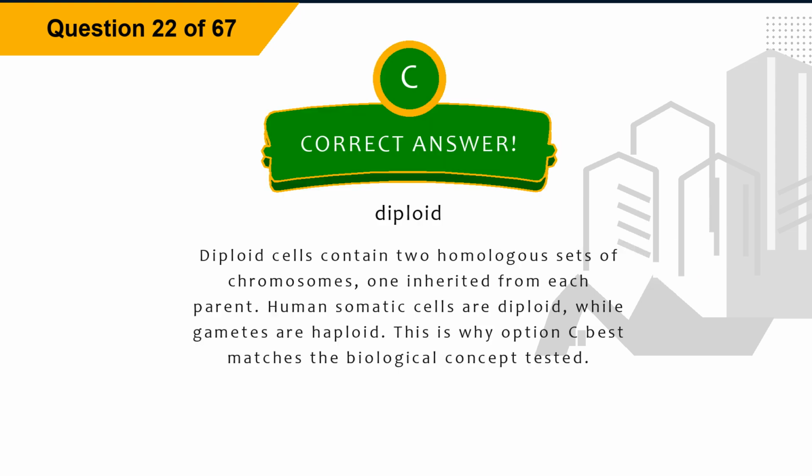The correct answer is option C, diploid. Explanation. Diploid cells contain 2 homologous sets of chromosomes, one inherited from each parent. Human somatic cells are diploid, while gametes are haploid. This is why option C best matches the biological concept tested.